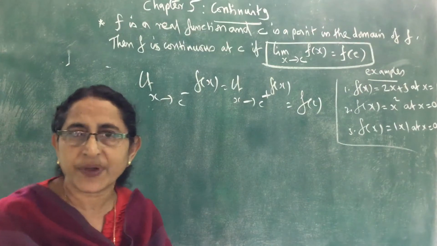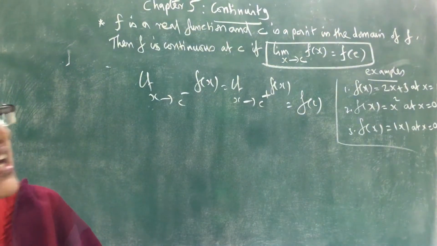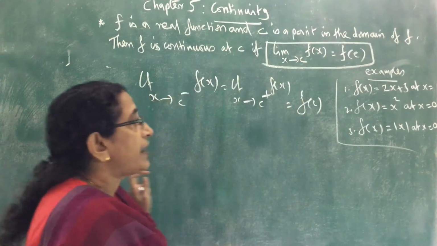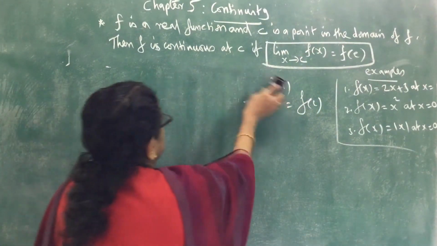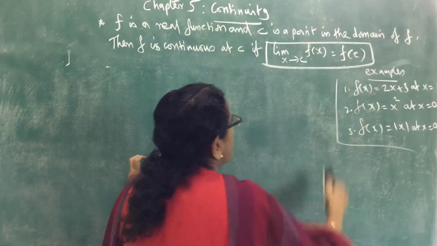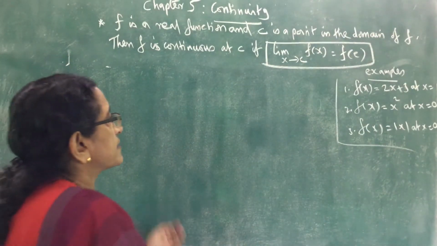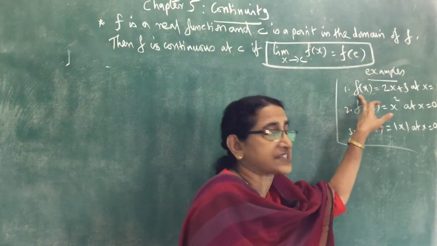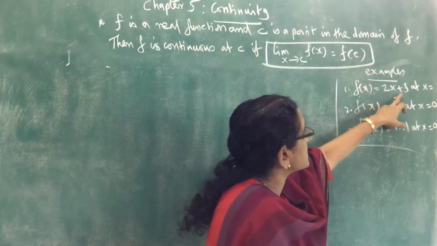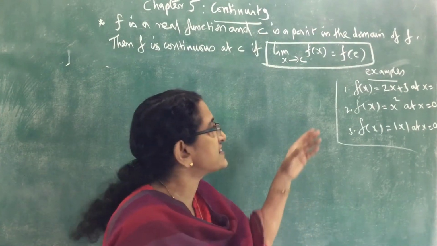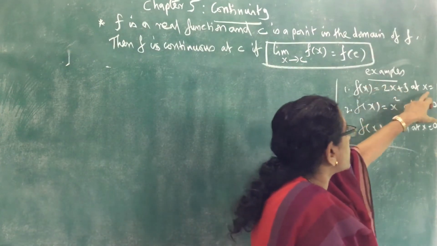So that is the definition of a continuous function f of x. f of x is said to be continuous at x equal to c if limit x tends to c, f of x is equal to f of c. Now we will check the continuity of the function in the examples. See example 1. In example 1, we have to check the continuity of the function f of x equal to 2x plus 3 at x equal to 1. So we have to check whether the function is continuous at x equal to 1.